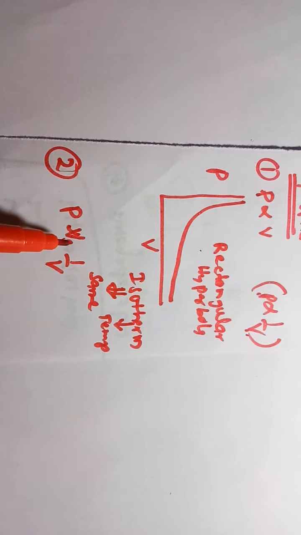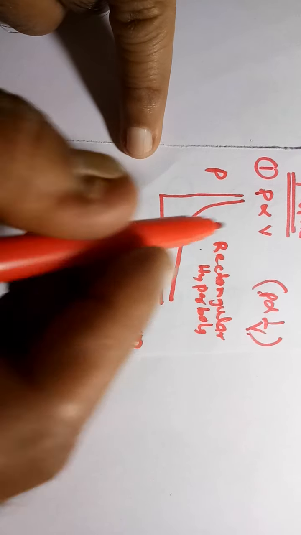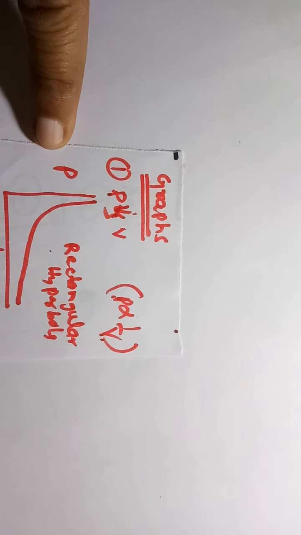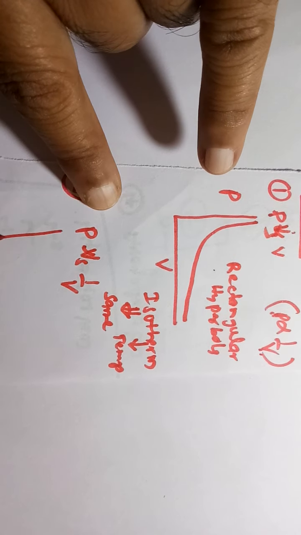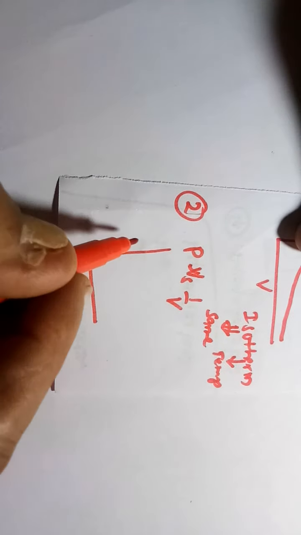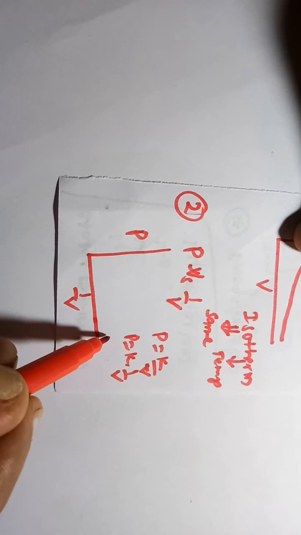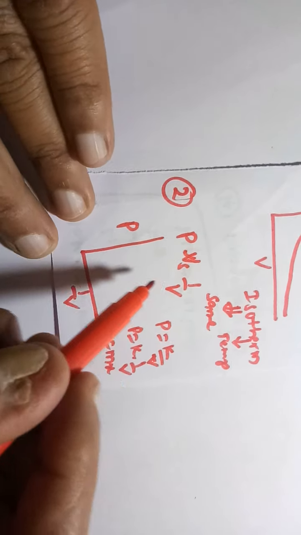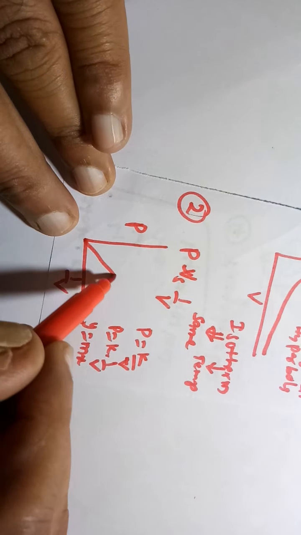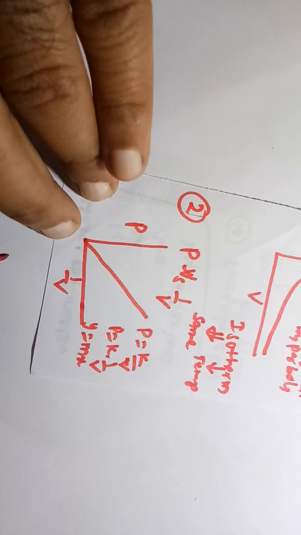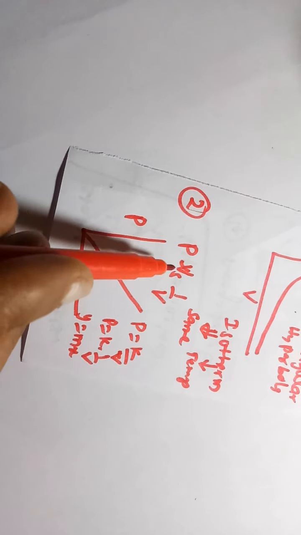P versus 1 by V. So when I plot P versus 1 by V, I should take P on the Y axis and 1 by V on the X axis. We have P is equal to K by V, or P is equal to K into 1 by V. This is present in y is equal to mx form. So we will get a straight line passing through the origin. So when we plot P versus 1 by V, we get a straight line.